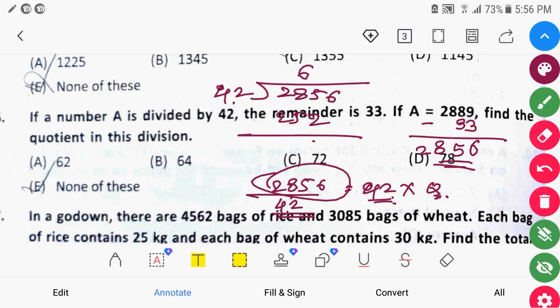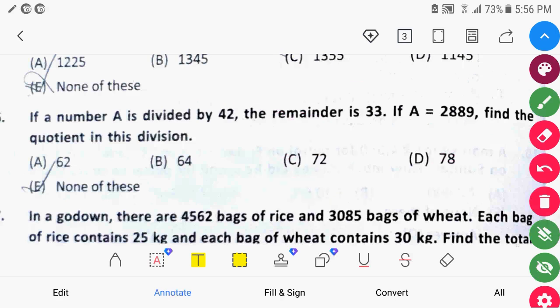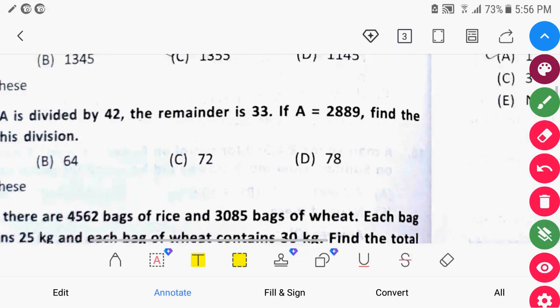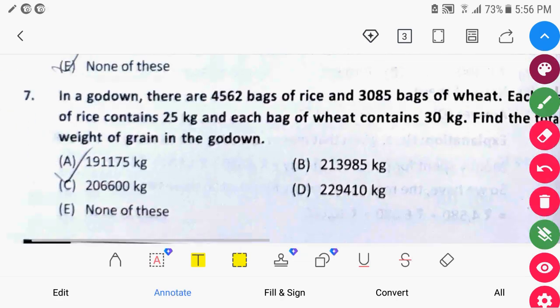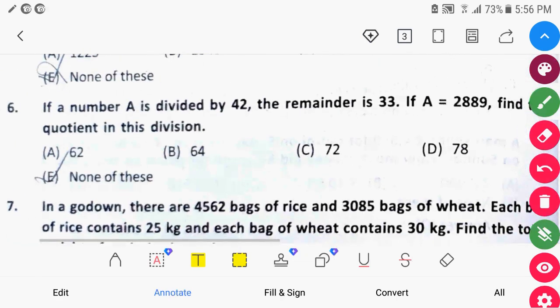Okay. Now 5 minus 2 is 3. This again 336. Now 42 8, this 336. So 68 is your answer, which is not given in the options, so your answer is none of the above. Okay. So in this way you can solve for the quotient also.